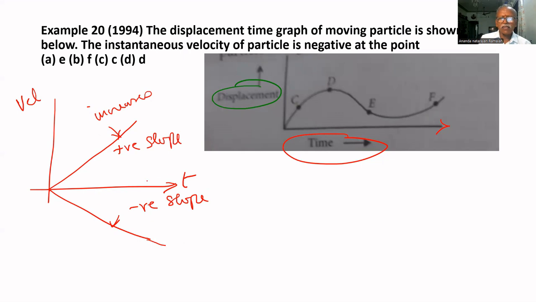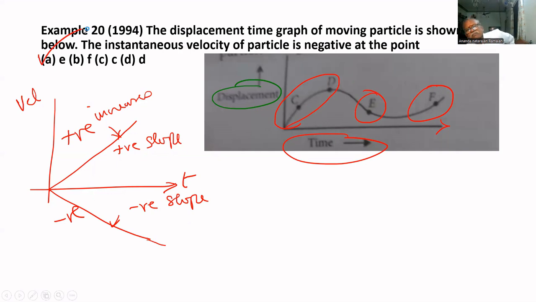Up to D it is a positive slope. Here also a positive slope, therefore the velocity here is positive. Here the velocity is negative, because it is decreasing. So the instantaneous velocity of the particle is negative at E. Therefore the answer is E, which means A.